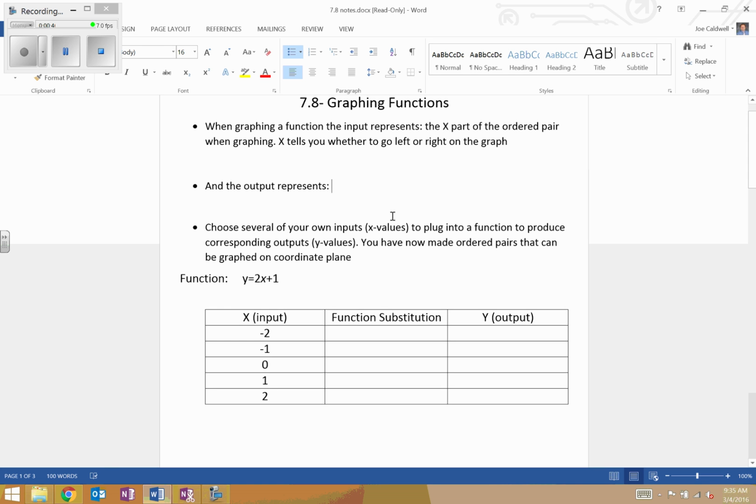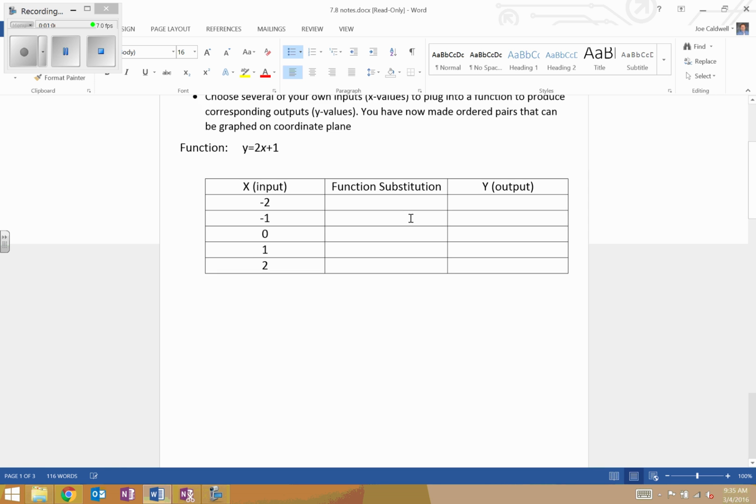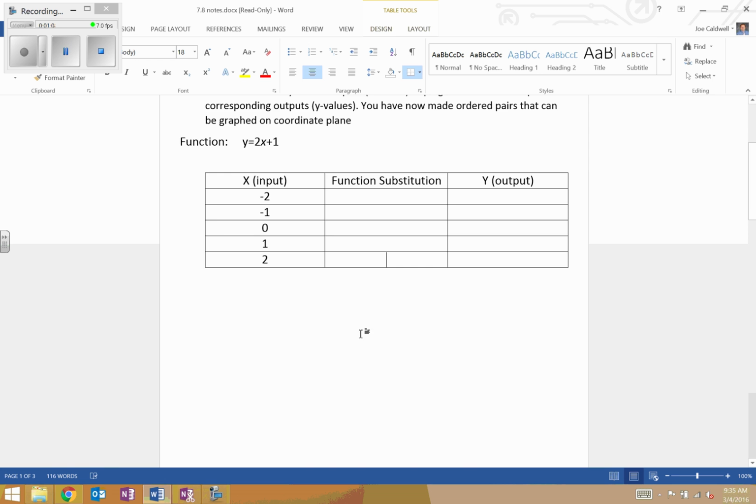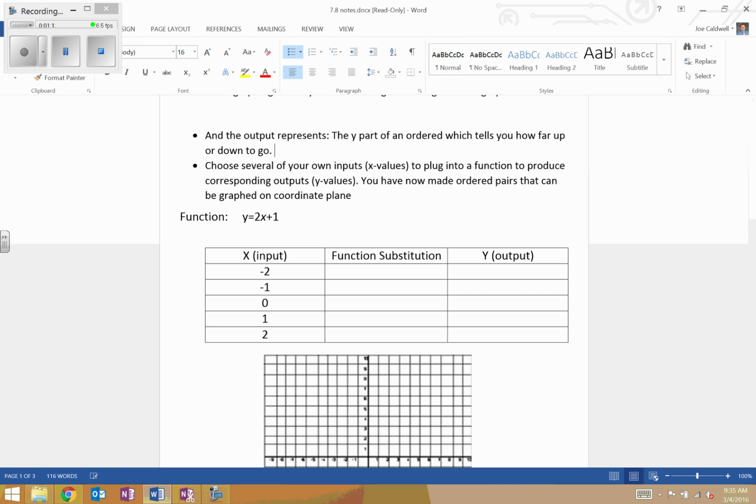The output represents the y part of an ordered pair, which tells you how far up or down to go. And remember, after we plug in x, we get an answer for y, and that can tell us how far up or down to go.